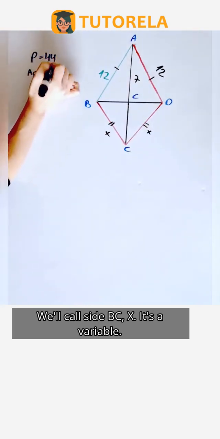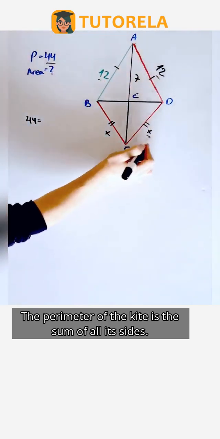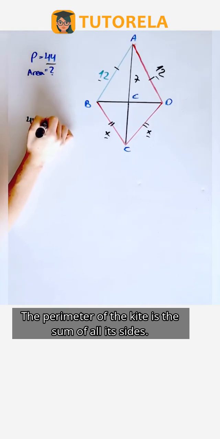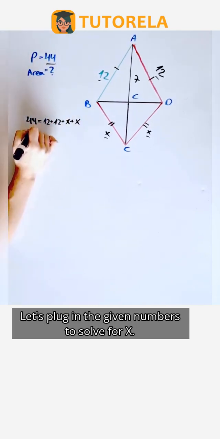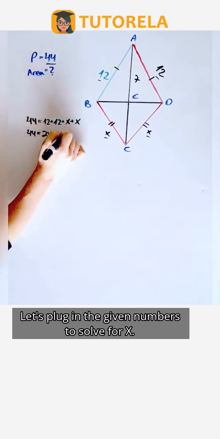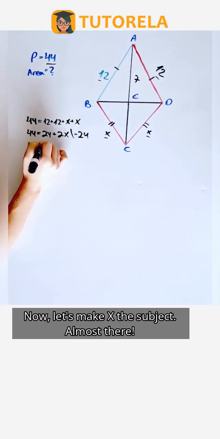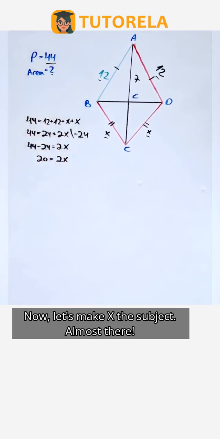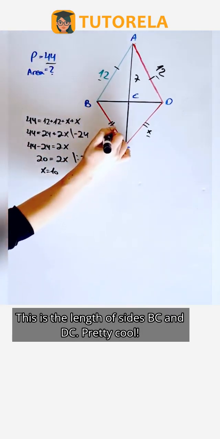It's a variable. The perimeter of the kite is the sum of all its sides. Let's plug in the given numbers to solve for x. Now, let's make x the subject. Almost there. This is the length of sides BC and DC. Pretty cool.